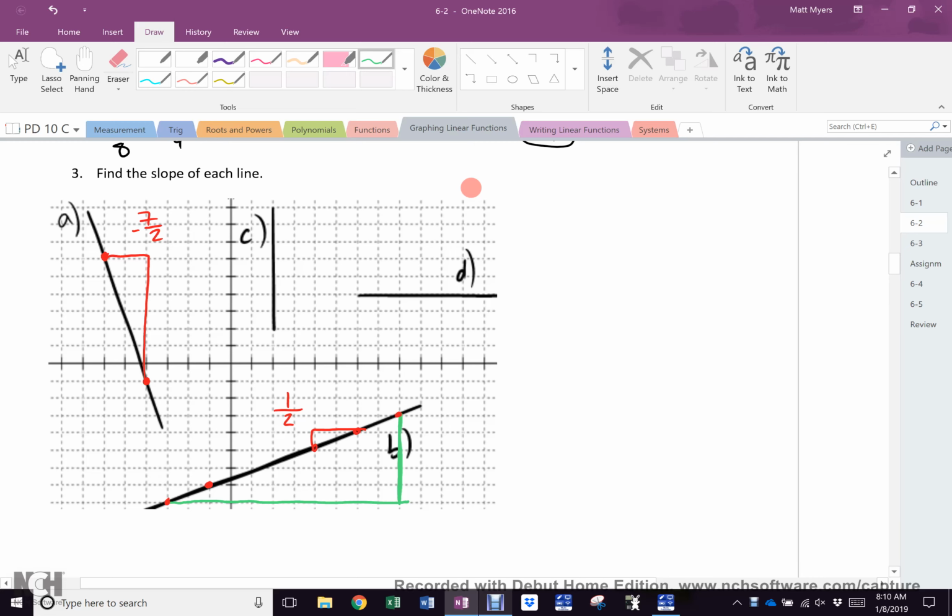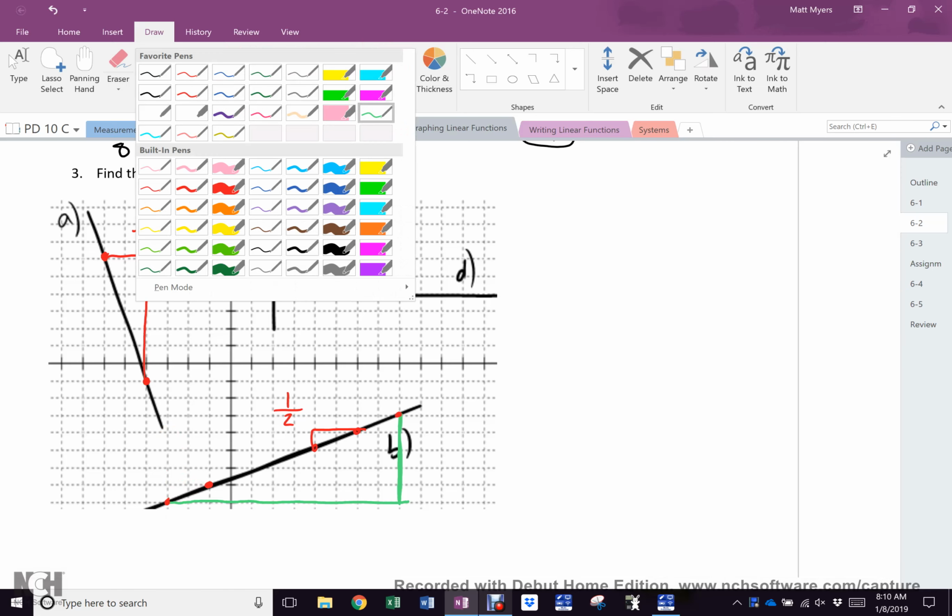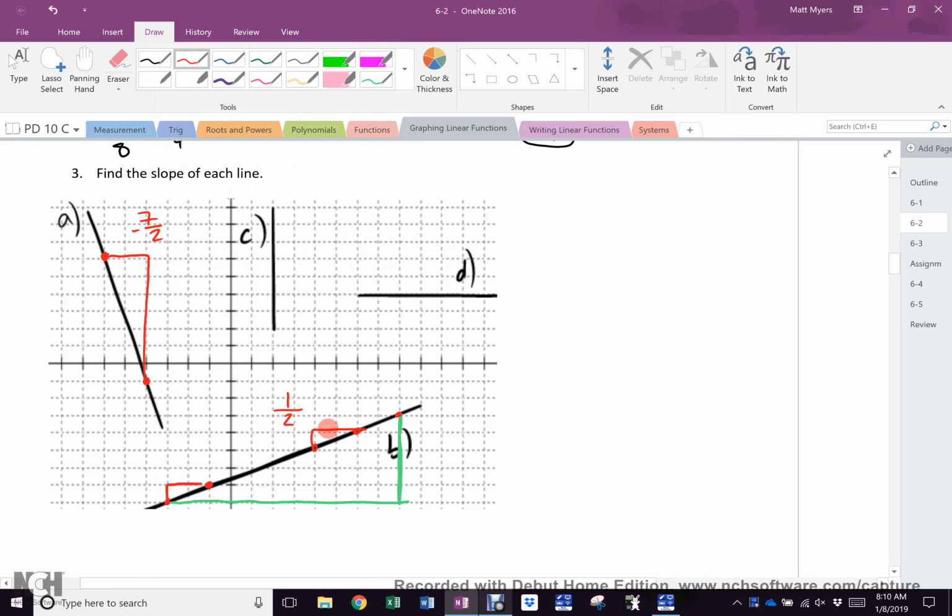So I left you here discussing the bottom line, line B. And all of you agreed that it should have a slope of 1/2 because you went here to here. Oh, I should do that in red. Because you went here to here. Some of you went here to here, here to here, which is fine. It shows me you understand that it's rise over run.